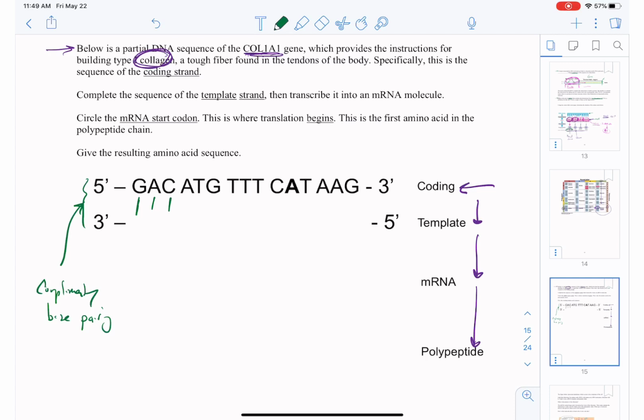What is the template strand going to be for this gene? C, T, G, T, A, C, A, G, T, A, T, T, C. So you just made yourself the template strand. And that's easy to do because you know that these are complementary to each other.